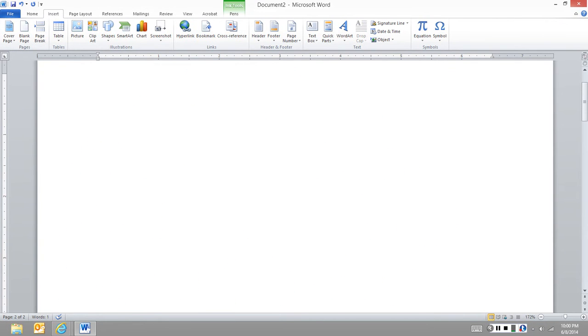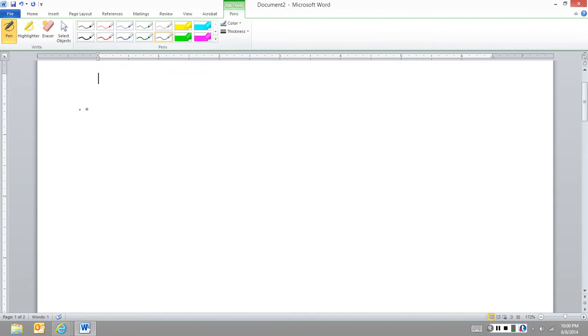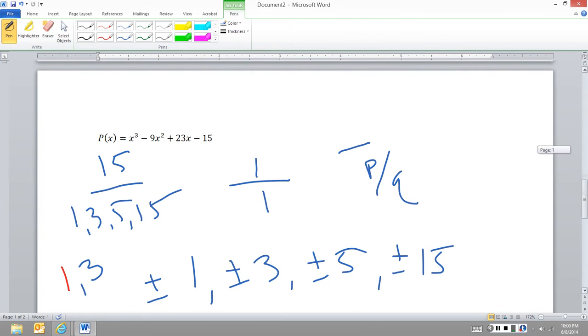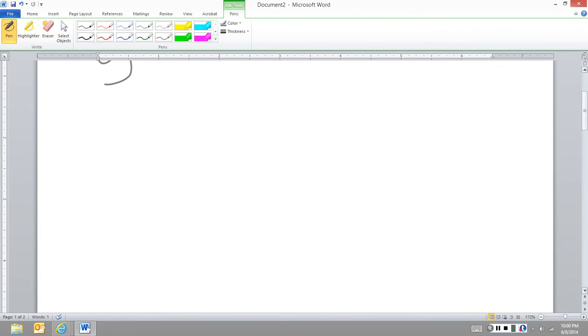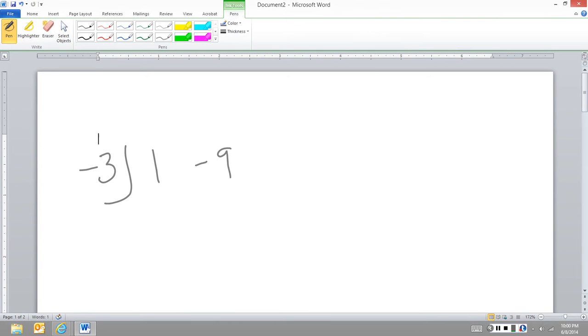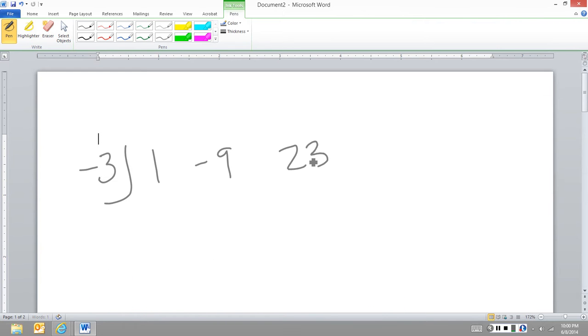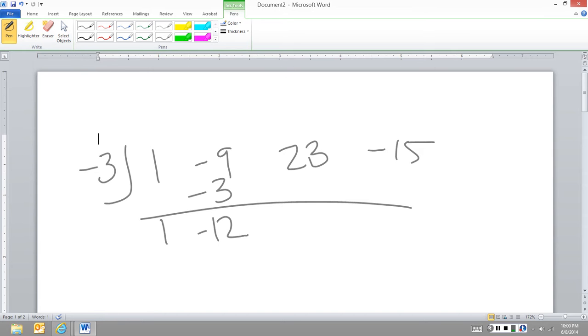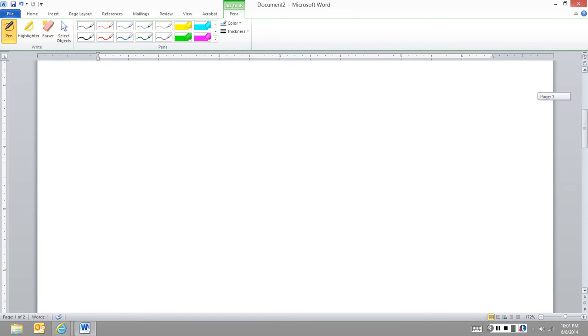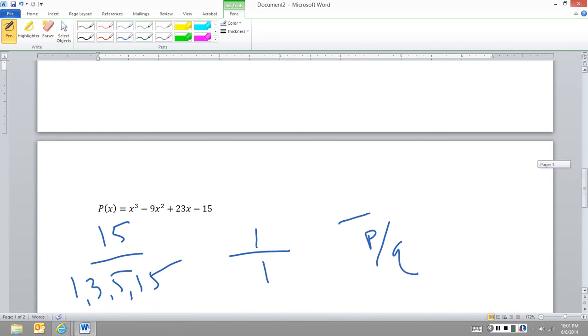So negative 3, and what were my numbers again? 1, negative 9. Once I get going, it's going back and forth. Obviously, you're not going to have this problem because you're not going to be trying negative 15. Okay, 1, negative 3, negative 12. This is 36. So this is 59, and this is some huge number, so that's not going to work. And obviously, once you realize it's not going to work, you move on.